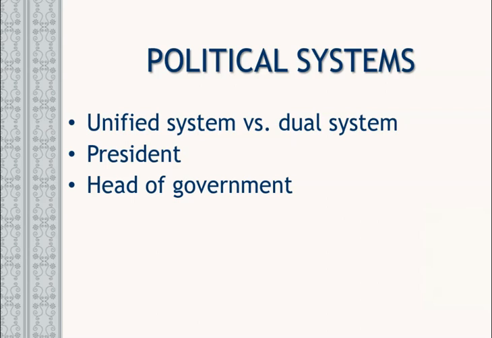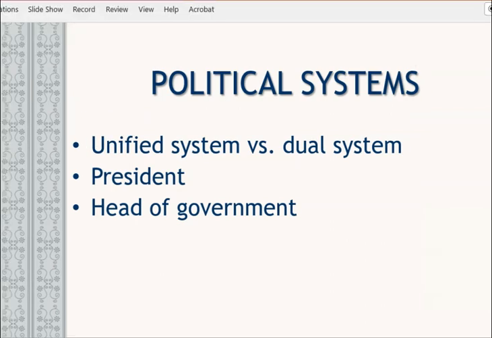And then, when we talk about different political systems, we have unified systems versus dual systems. You'll see here in a second, and I'll explain both of them to you. In the unified system, basically you have one single leader. So the United States basically is a unified system. We have one president, and the president is the head of state and the head of our government. And then dual systems usually reside within parliamentary systems.